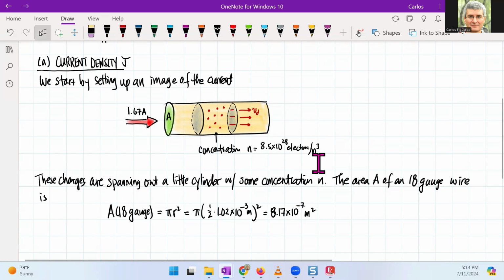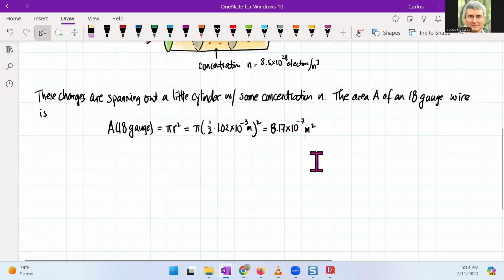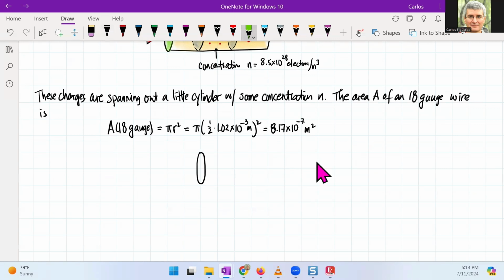So if I was to think about the picture that we're actually seeing here, I have this area. And as I have this area, I know that the area right here is this 8.2 times 10 to the -7 meters squared. It is tiny, tiny, tiny. But I have that amount of current passing through this little tiny area, which is 1.67 amps. But that's what's going on.